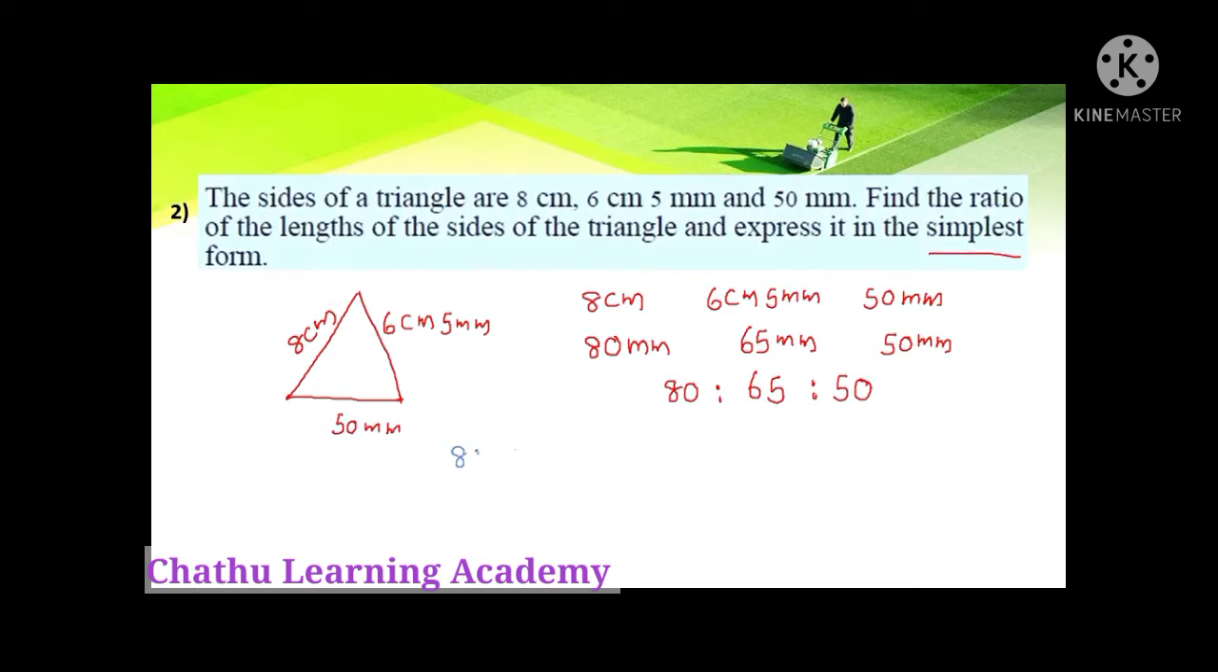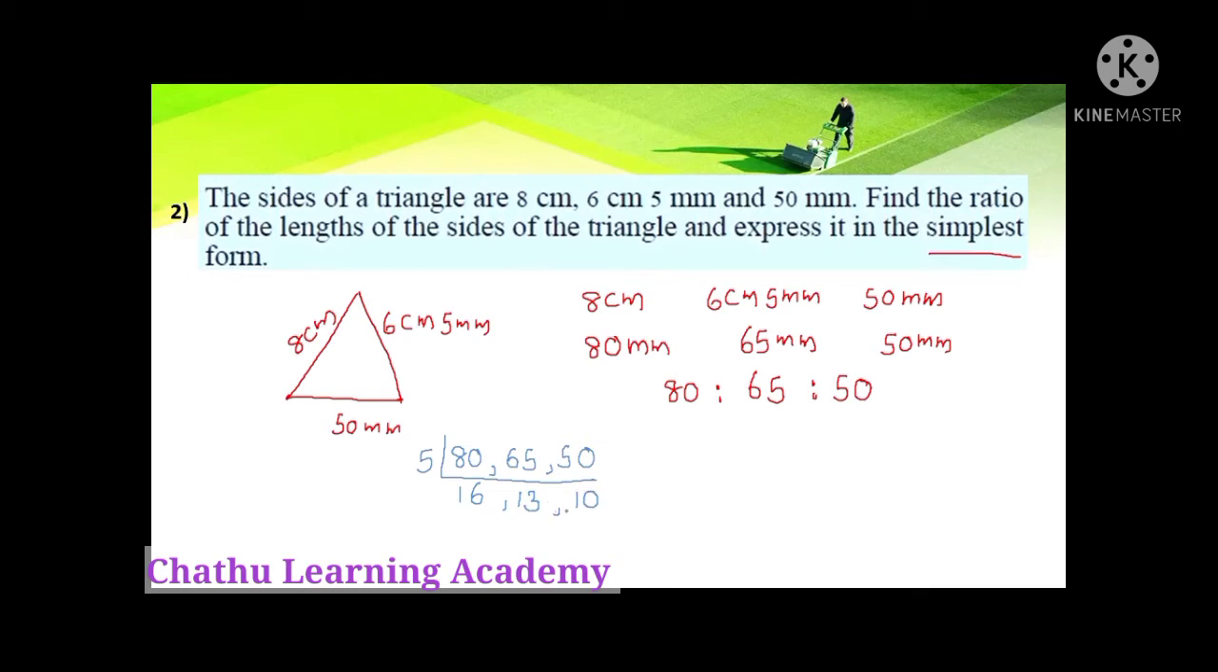What is the highest common factor of these three values? Here we can divide these three values by 5. These three numbers are divisible by 5. පහෙන් බෙදෙනවා. Then here 16, here 13, here 10.